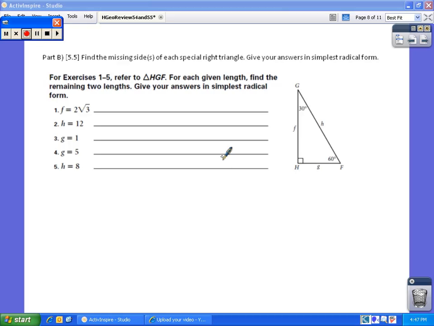Welcome back, geometry students. This is part 2 to the quiz review for sections 5.4 and 5.5. For exercises 1 to 5, refer to triangle HGF.